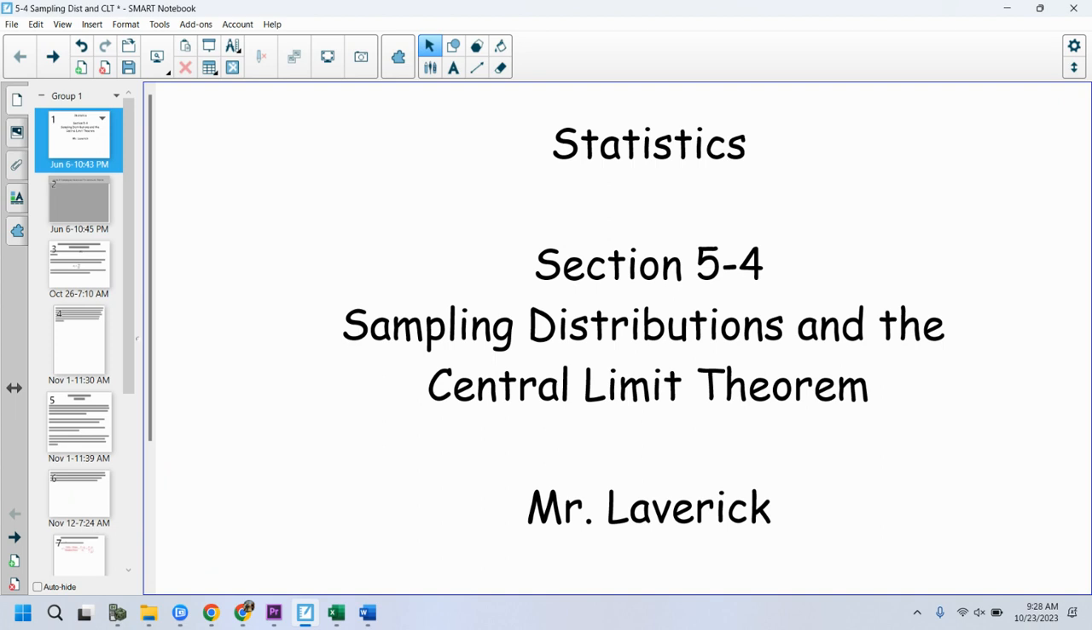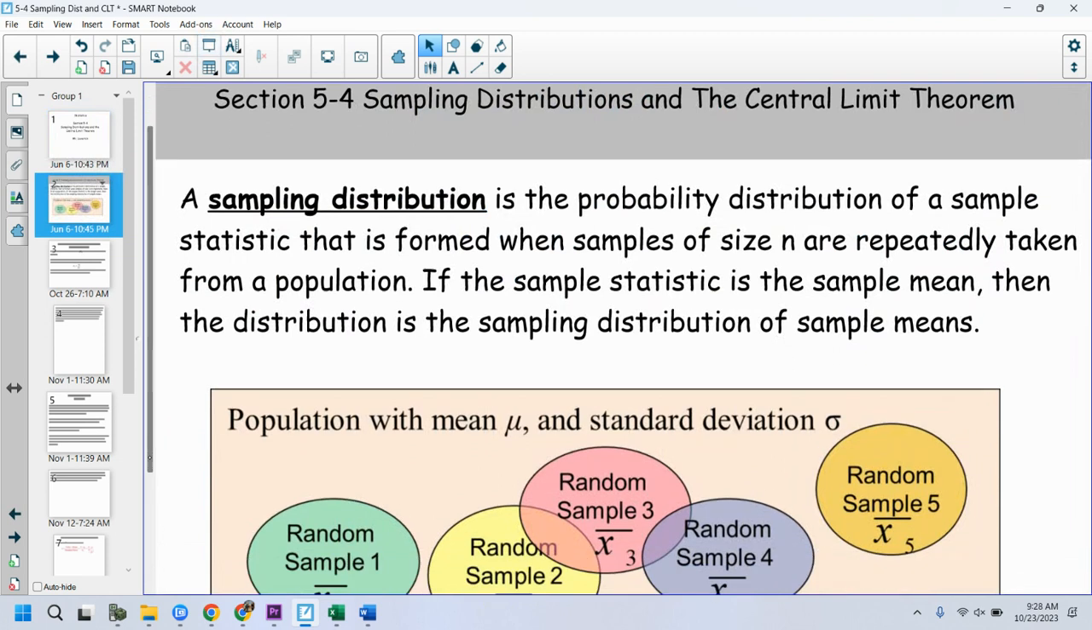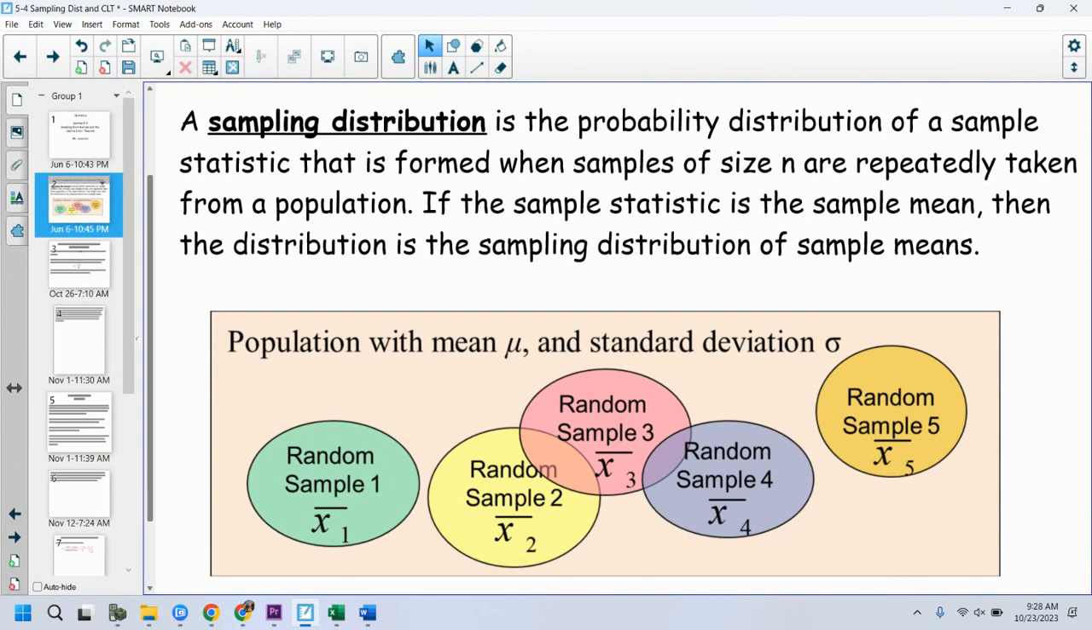The first thing that we're going to talk about is sampling distributions. Suppose I had every student at Lake High School, and I wanted to find their average grades. Maybe I wanted to find the average math grade of all the students at Lake High School.